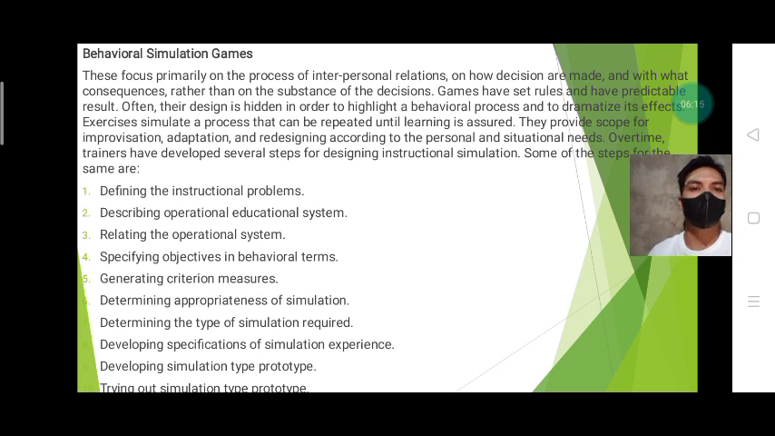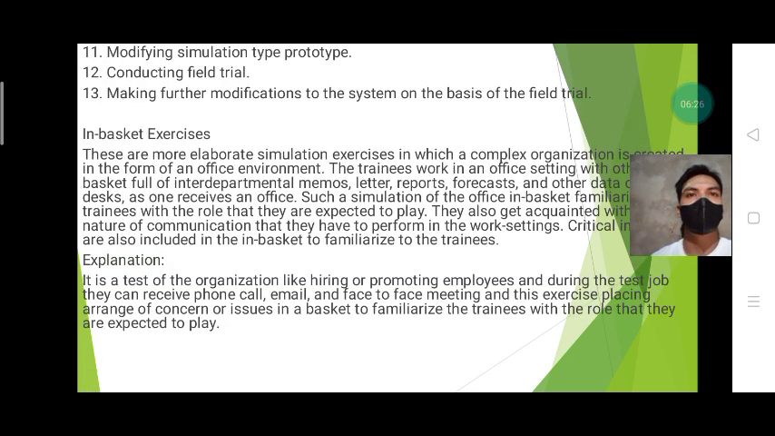Eighth, developing specification of simulation experience. Ninth, developing simulation type prototype. Tenth, trying out simulation type or prototype. Eleventh, modifying simulation type prototype. Twelfth, conducting field trial. Thirteenth, making further modification to the system on the basis of the field trial.